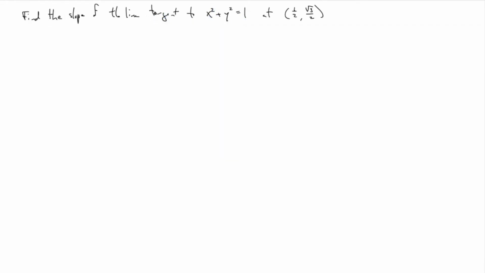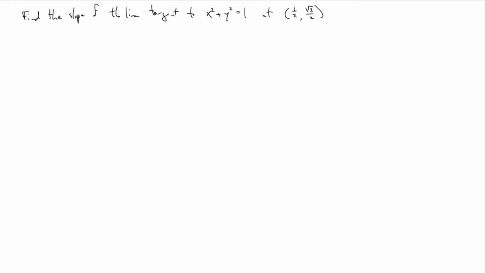Let's do another example. We'll use implicit differentiation to find the slope of the line tangent to x squared plus y squared equals 1 at the point (1/2, square root of 3 over 2). Now, x squared plus y squared equals 1 should look familiar to you. That's the equation of the circle centered at the origin of radius 1. In other words, the unit circle.